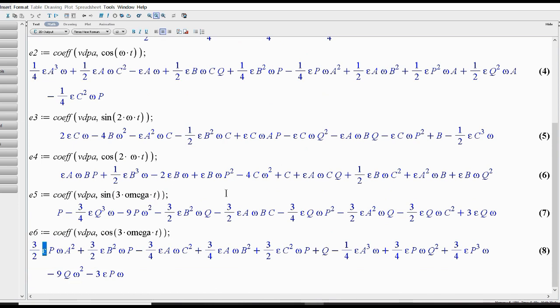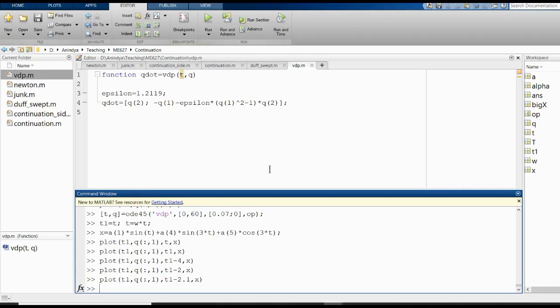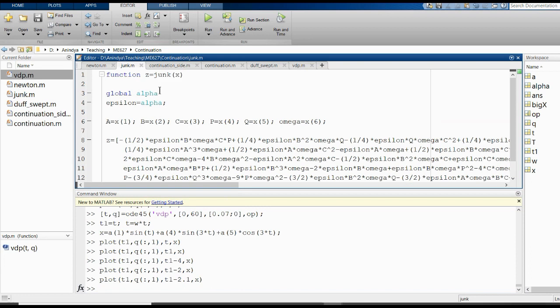Very good. Then I go to MATLAB, and when I go to MATLAB over here, in this file, x is the input variable, epsilon is the parameter that is being changed. So the global variable alpha that I have discussed, epsilon is now alpha. Here are my 6 input variables, x1 to x6, a, b, c, p, q, omega as discussed.